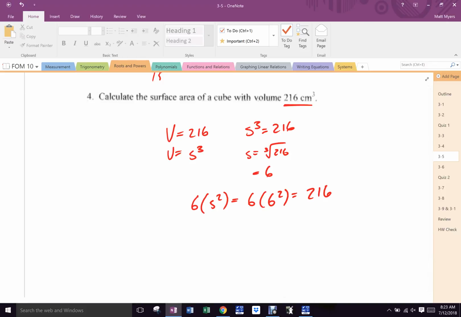Because one of them is what? One of them is what? One of the 216s is volume, which is measured in what? Cubes. The other one is surface area, which is measured in squares.